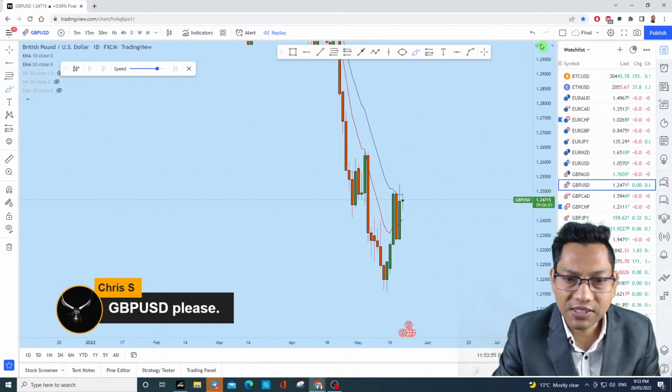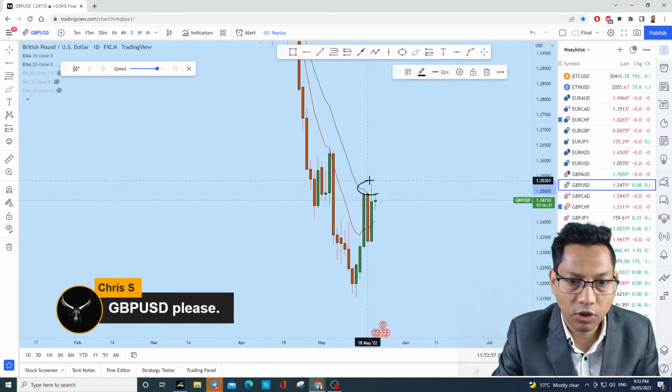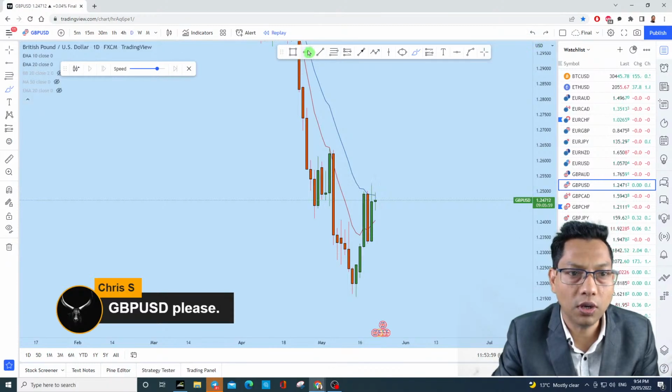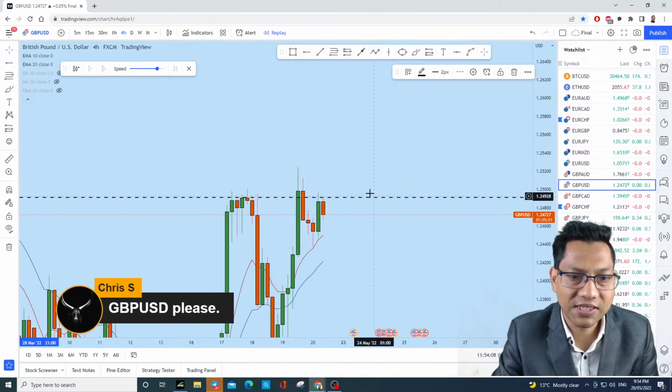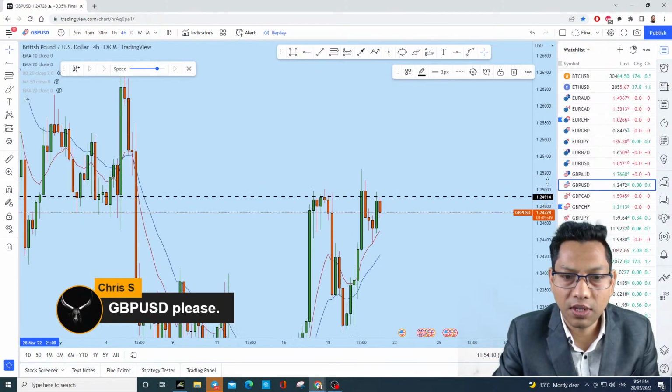Now daily, the price is sitting on this 20 period moving average, and this zone is what I expected in my weekly forex forecast. This is a very, very important resistance. Let's go to the 4 hour. You see the price is now creating a very peculiar structure.